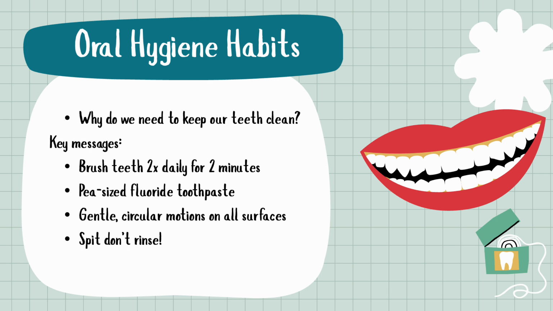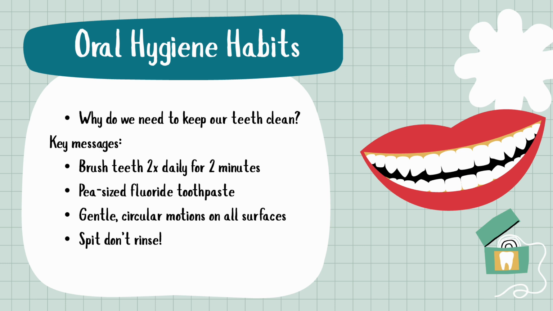The key messages to share include brushing teeth twice daily, so this would be once in the morning and once at night for 2 minutes. Use a pea-sized amount of toothpaste on your toothbrush, and this toothpaste should be a fluoride toothpaste. So any common brands such as Colgate and Oral-B will have fluoride. Fluoride is a mineral that makes the enamel in our teeth stronger, and it helps to repair any early stages of decay following acid attacks.